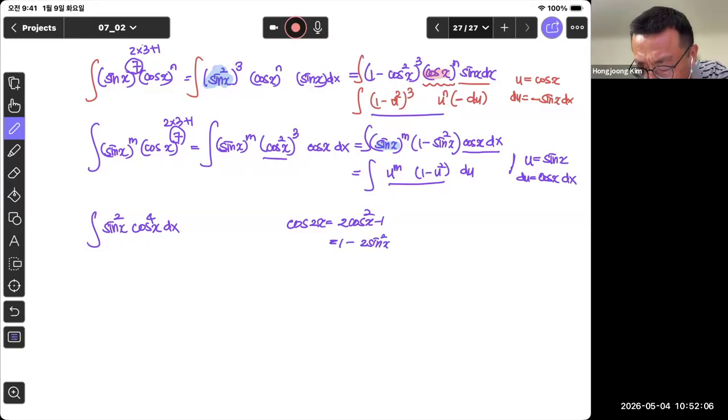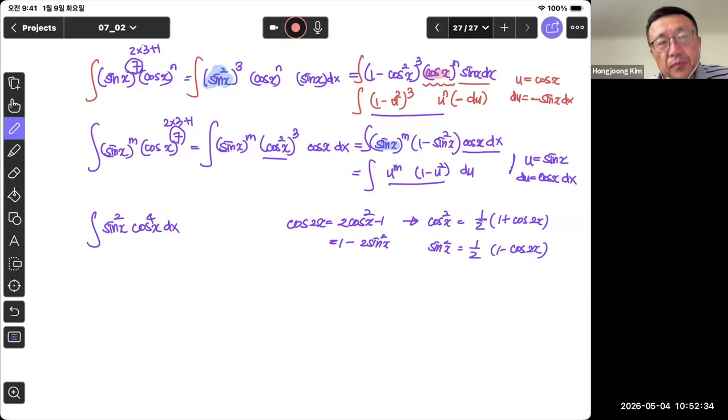So from the upper equation, we have cosine x squared is 1/2 of 1 plus cosine 2x. And from the bottom, we get sine x squared will be 1/2 of 1 minus cosine 2x. So using this, you replace this integrand with some expressions in cosine 2x.